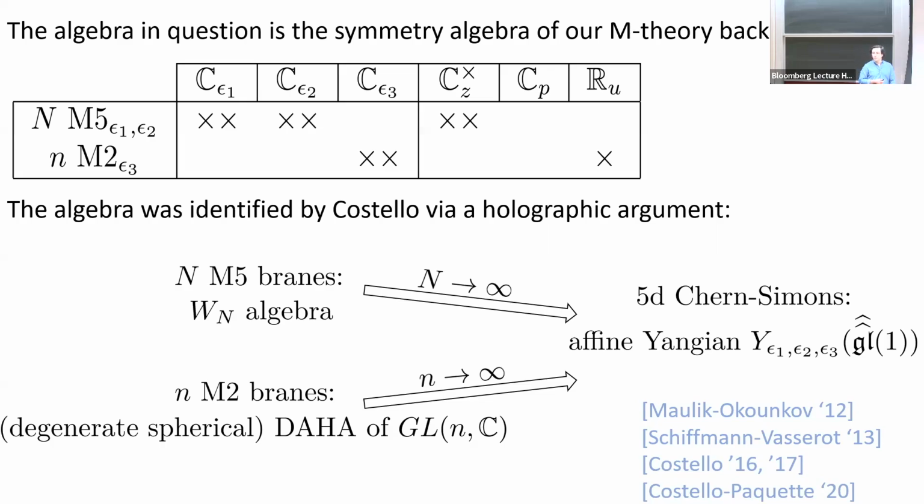What's the notation of 2 hats? 2 hats means toroidal. It means a double affinization. We'll come back to this.